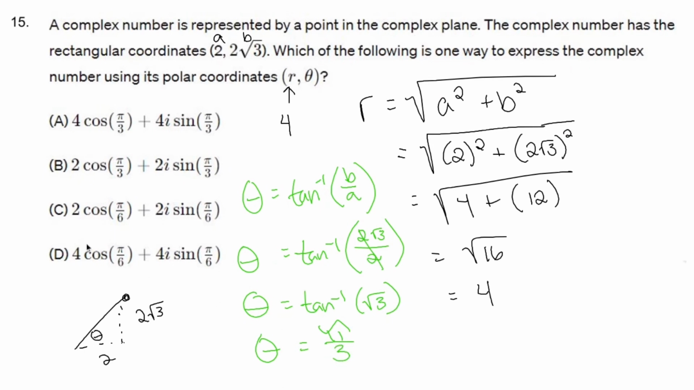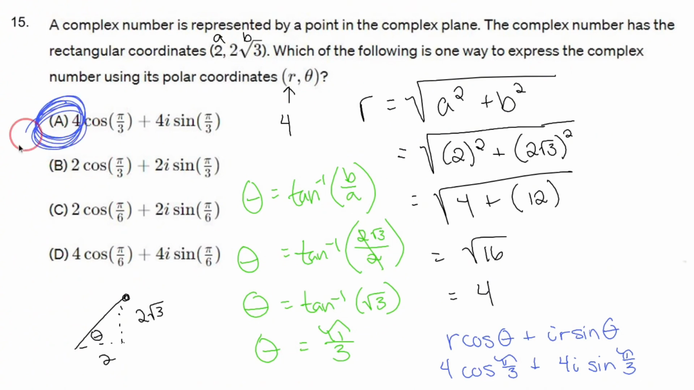All right. So now what we do in order to write this out in complex form is r cos theta plus i r sine theta. So we know r is 4. So r is 4 cos. We know theta is pi over 3. So pi over 3, plus 4i sine pi over 3. So it looks like that. Tricky.